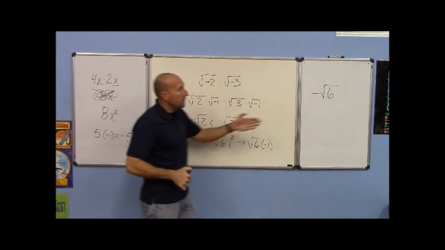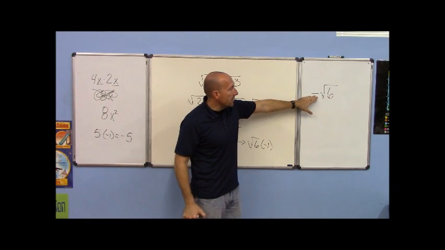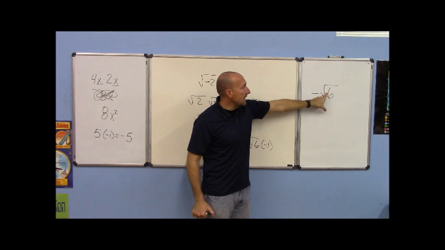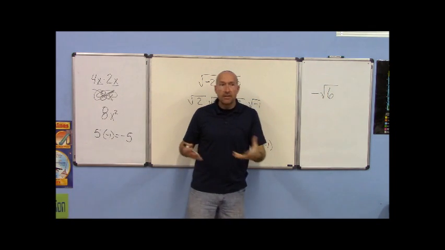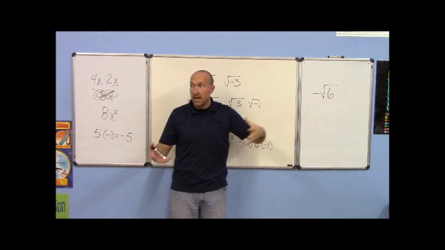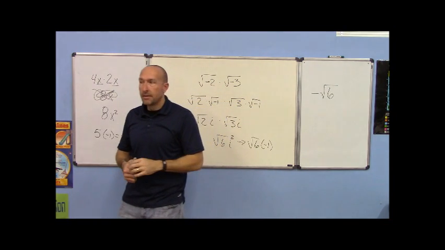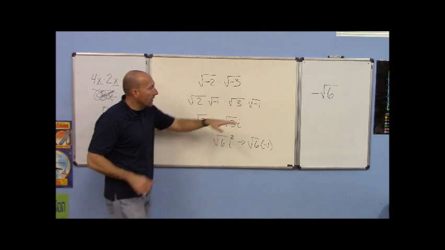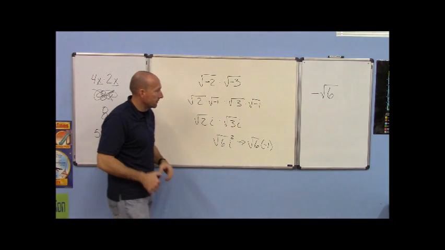Now there's a big difference between the negative being on the outside of the square root and being on the inside. You can take the square root of 6 and then take the negative of that answer. That can be calculated. Okay? But whenever it's on the inside, you can't.